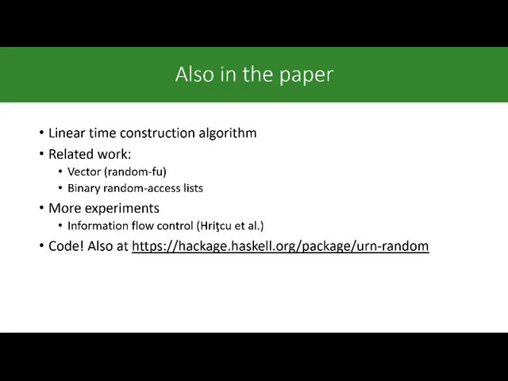Of course, lists are not the only thing that we can use to represent such distributions. So there are things like vectors in the random foo package or binary random access lists from Okazaki that are reminiscent. And we have even more experiments drawing again from the random testing literature, such as the information flow control experiments that we did a while back.